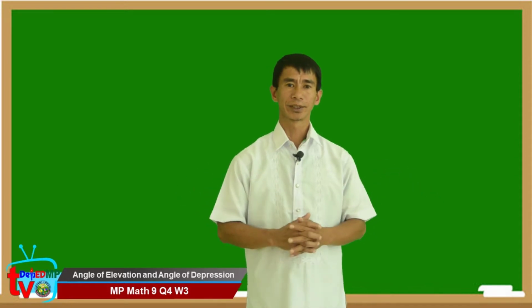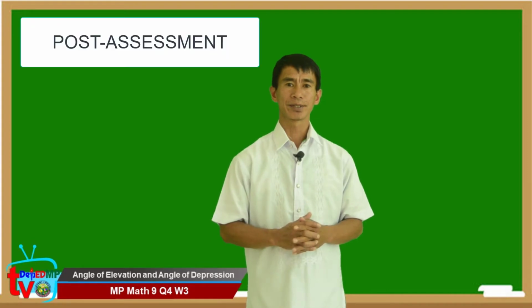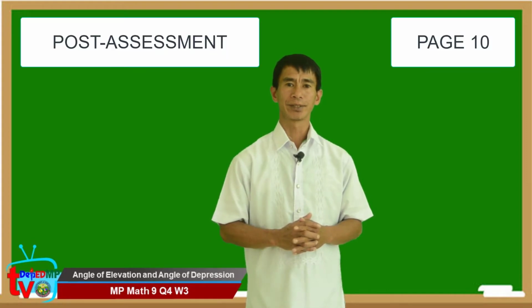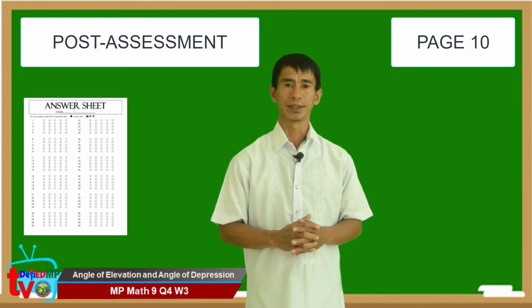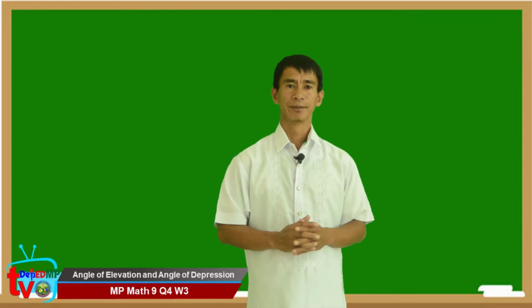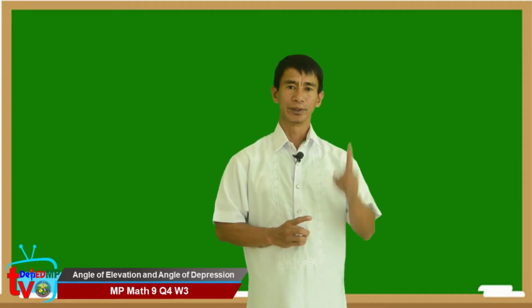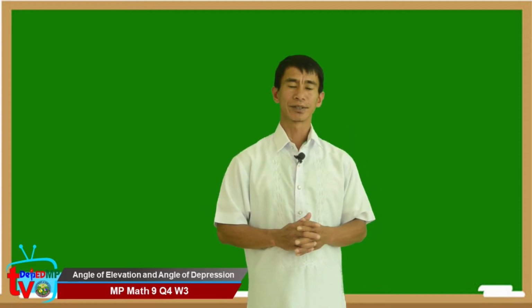Now, after working with the challenging problem, do not forget to answer the post-assessment part found on page 10 of your module. Write your answers on your answer sheet. You can finish this part in 20 to 25 minutes. Pause this video and start answering. Are you finished with all the tasks? Do not forget to review again all your answers on your answer sheet. Make sure you answer them all.